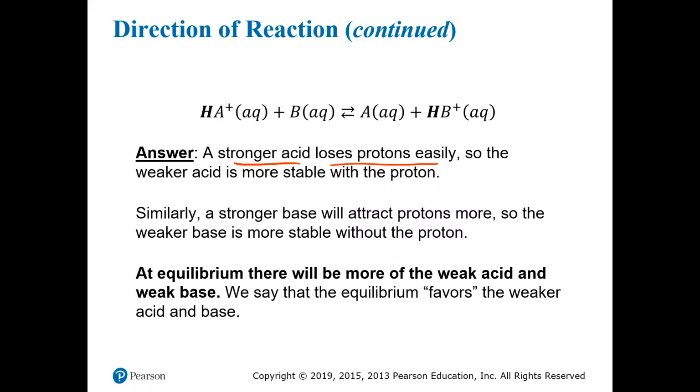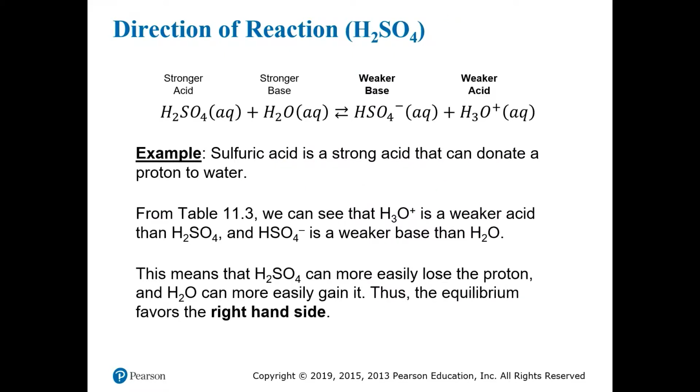At equilibrium, there will be more of the weak acid and the weak base, because the strong acid is more stable as just its conjugate base, and the weak acid is more stable in the acidic form with the hydrogen. We say that the equilibrium favors the weaker acid and base. Let's take a look at this example to see how this works.